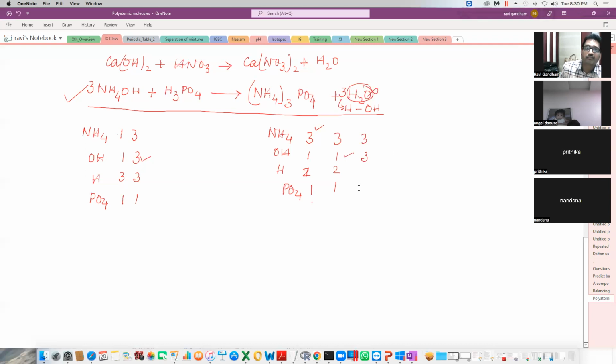And how many PO4? You have 1 PO4. Have we committed a mistake, guys, somewhere? How many hydrogen do you have? We have 3 hydrogen here. Can anyone make out what mistake I have committed?